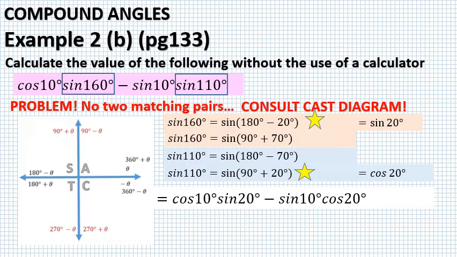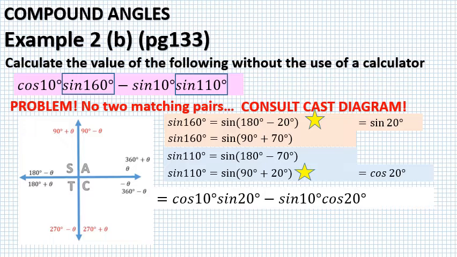Now this white rectangle is what is crucial to write down. Instead of sine 160, we now write down sine 20 degrees. We kept the cos 10 degrees, we've kept the sine 10 degrees, but we've replaced our sine 110 degrees with cos of 20 degrees. Now it should be quite obvious.